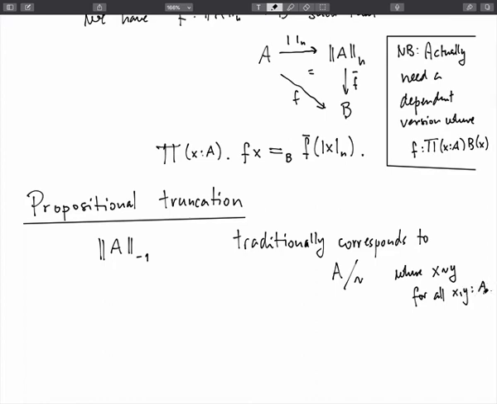So if I told you that I'm making a quotient by the trivial, so there are two trivial equivalence relations, the identity and the full relation, which identifies everything.